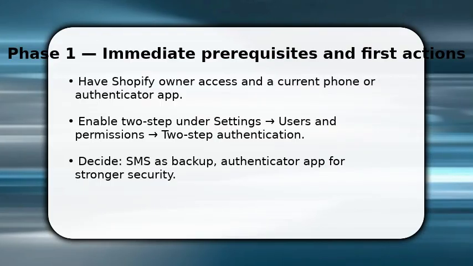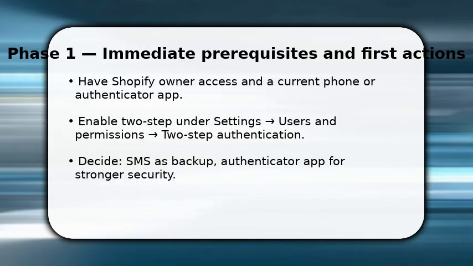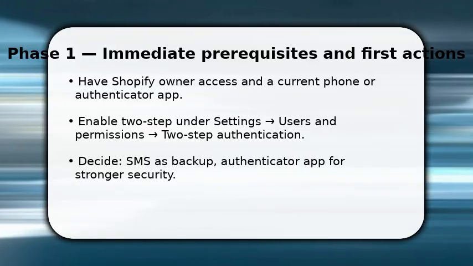You begin by confirming prerequisites. You need owner or staff access and a phone with an Authenticator app or SMS. Open Shopify, go to Settings, then Users and Permissions, and find two-step authentication. Once there, choose whether to use an Authenticator app for stronger protection versus SMS as a backup.